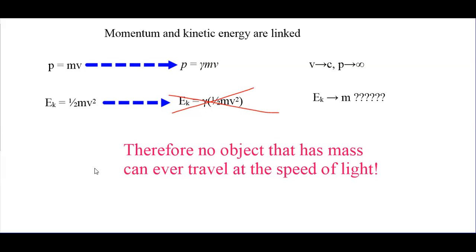Because as you try to speed up, if you have mass, basically, the more energy you put into it, the more massive your object becomes. And therefore, it's not possible for anything with mass to ever reach the speed of light. So right away, all the sci-fi movies are wrong.